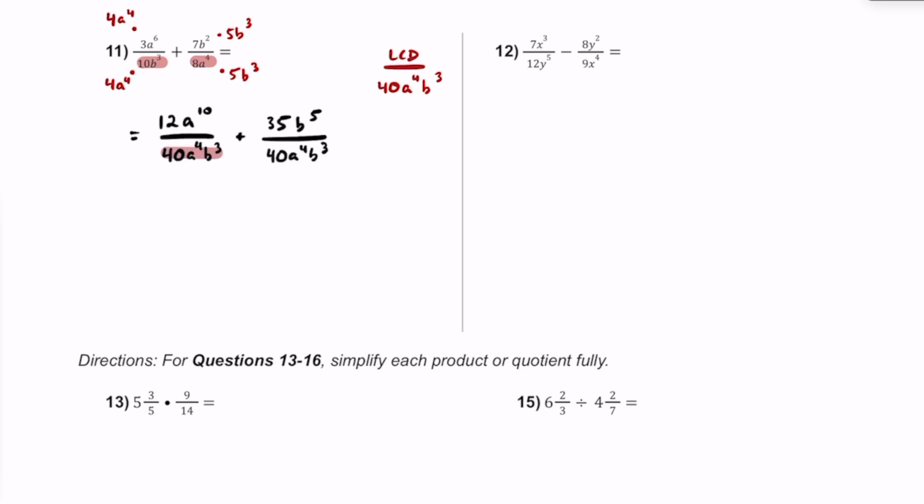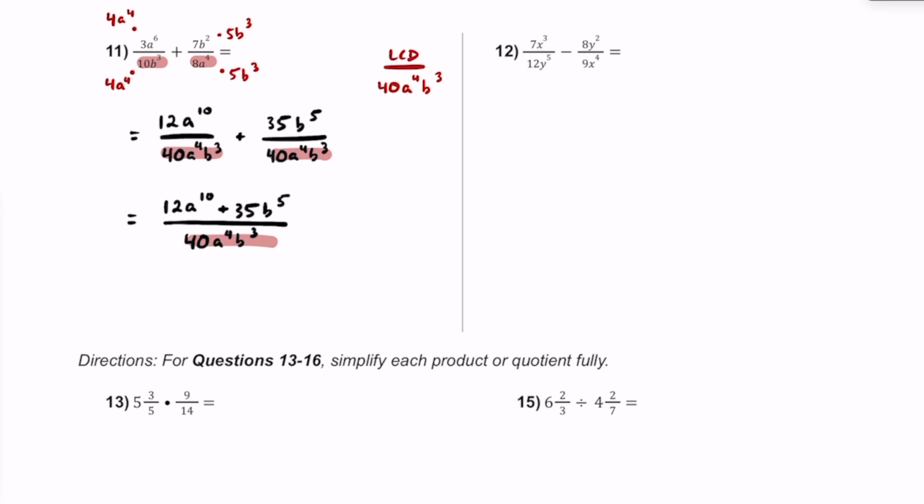All right, at this point, you can see we do have these common denominators here, so we can rewrite this using a single fraction bar. Don't overthink the numerators. You can actually just for now write this 12a to the 10th power plus 35b to the 5th power. Just go ahead and write the sum of those since we're adding these two fractions together, and then just keep this 40a to the 4th power, b to the 3rd power in the denominator. So this would be our combined expression so that we only have one fraction bar.